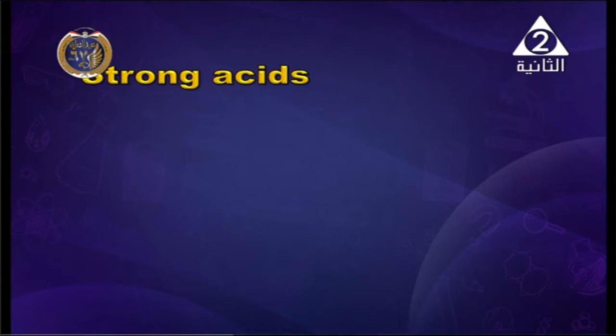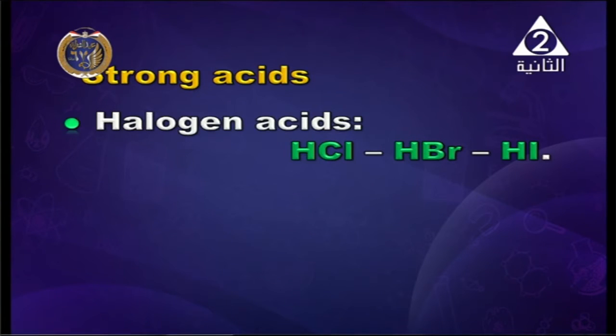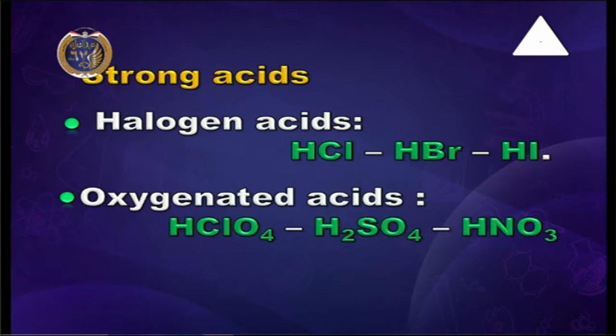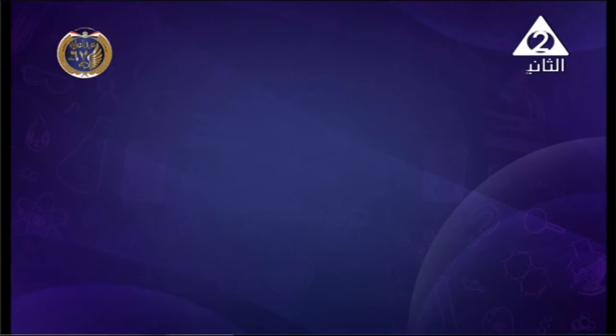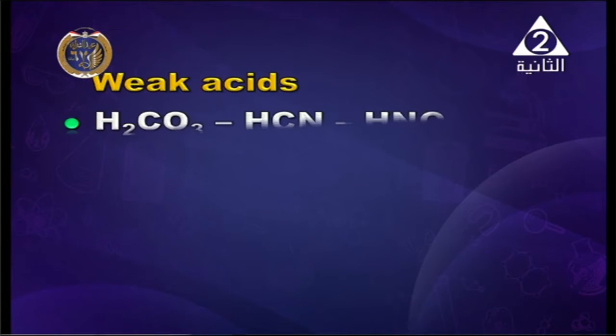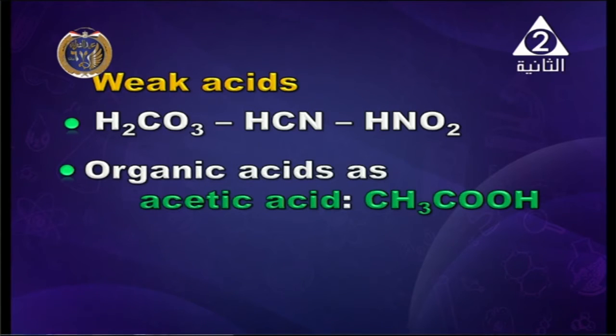Here, my dear student, remember the strong acids, for example, halogen acids, HCl, HBr, HI: hydrochloric acid, hydrobromic acid, hydroiodic acid, and oxygenated acids such as perchloric acid, sulfuric acid, and nitric acid. And weak acids such as carbonic, hydrocyanic, and nitrous acid. Organic acids are also weak acids, such as acetic acid, CH3COOH.